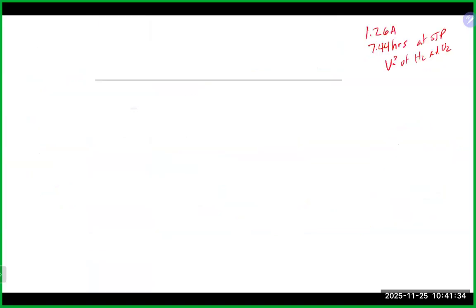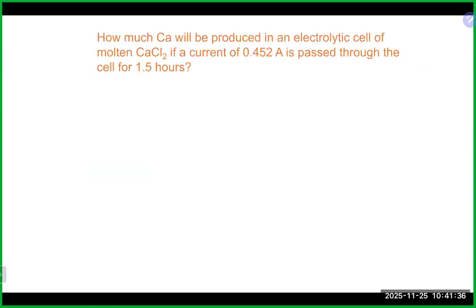All right, so let's take a look at one. Actually, we'll come back to this one here. Let's see this one here. So we want to know how much calcium will be produced in an electrolysis cell when we start with molten calcium chloride and we run a current of 0.452 amperes, and it's passed through the cell for 1.5 hours.